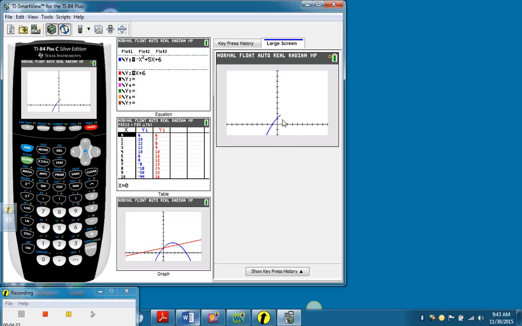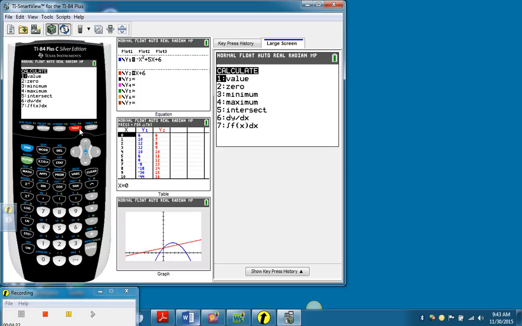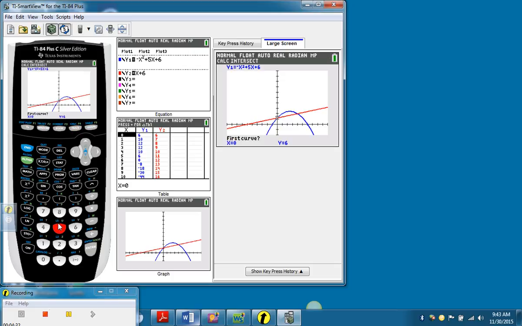Okay, so we're going to do second calc intersect. So we want to do second and the trace button to get to calculate, and go down to intersect, which is number 5. We're going to have to do this twice because there are 2 intersections.